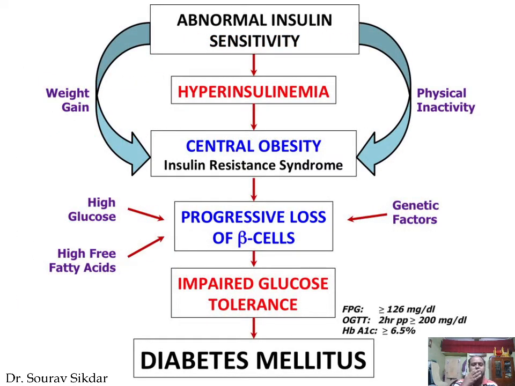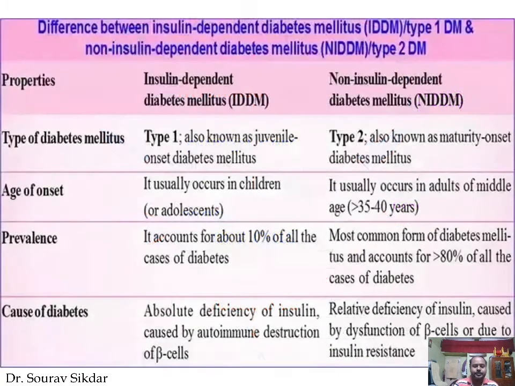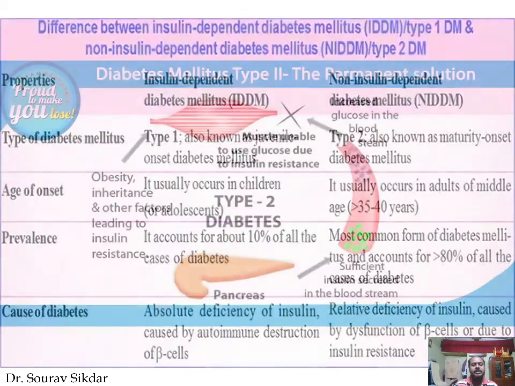And this is the flowchart of diabetes mellitus, how it occurs. There is abnormal insulin sensitivity, which causes hyperinsulinemia, and then the formation of central obesity, that is called insulin resistance syndrome. Physical inactivity and weight gain will occur. And if there is progressive loss of beta cells by some genetic factors, high glucose level, and high free fatty acids, they form impaired glucose tolerance, and that's why diabetes mellitus forms. I have already mentioned these two types, IDDM and NIDDM, not discussed in detail now.